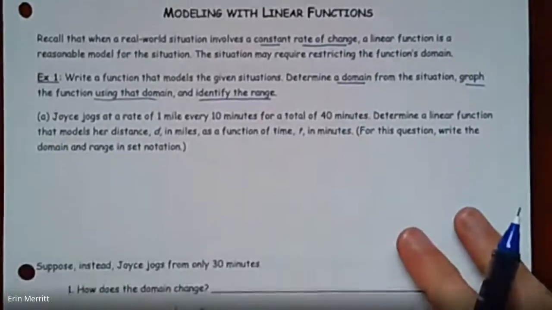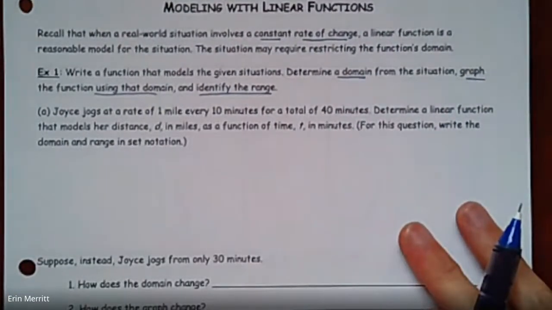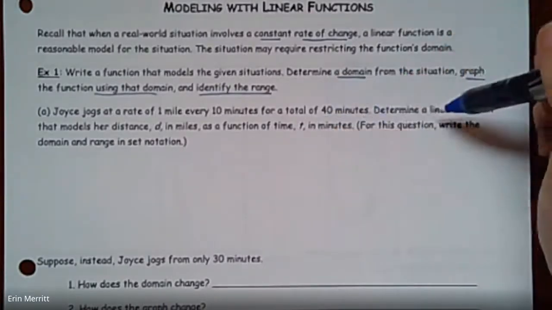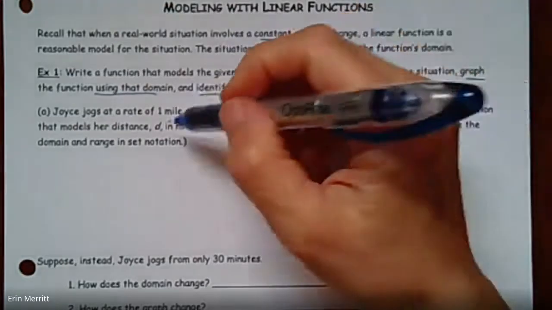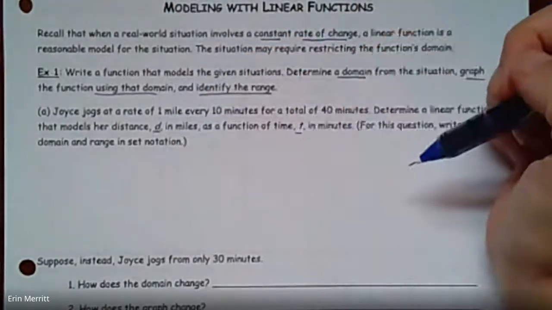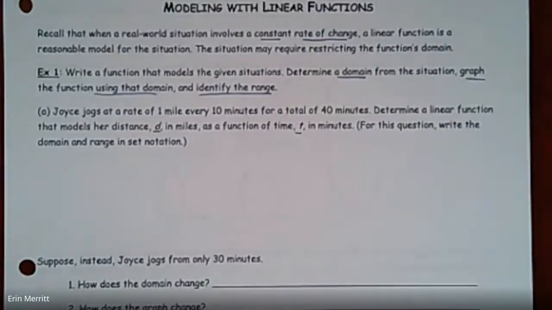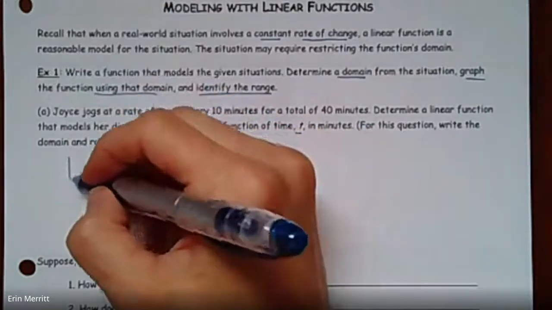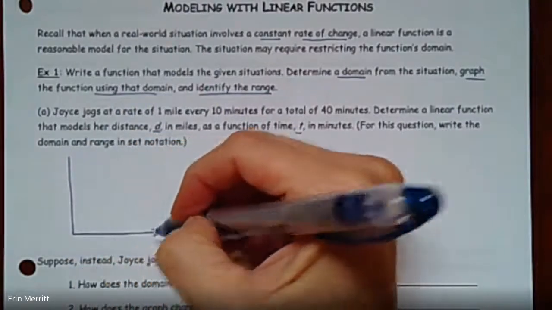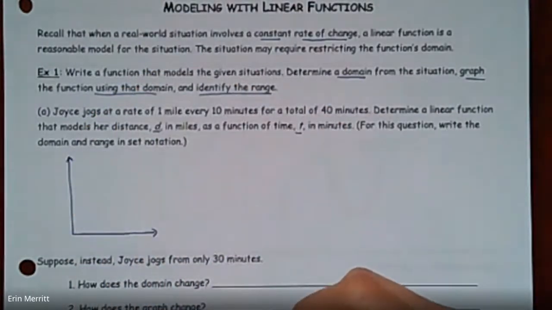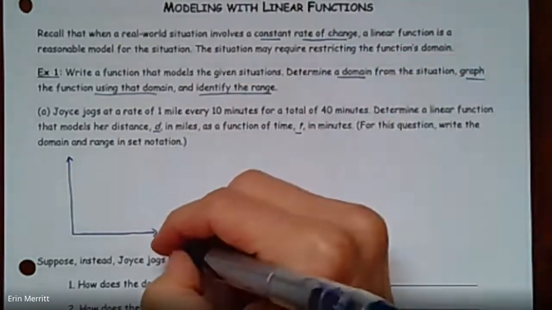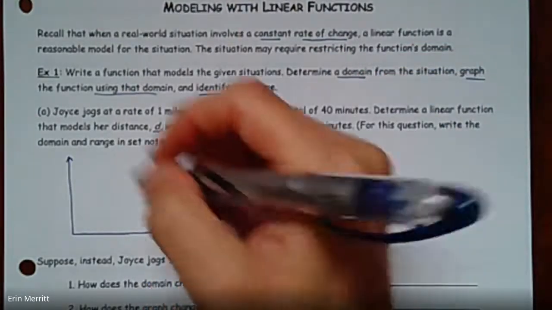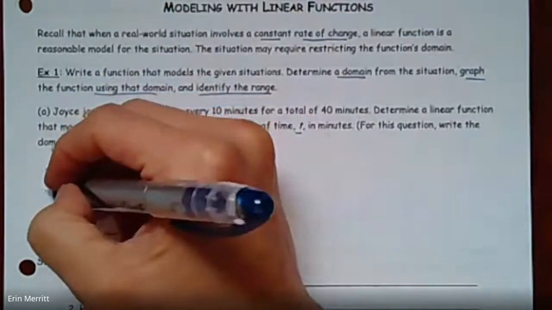So this first one says that Joyce jogs at a rate of 1 mile every 10 minutes. So Joyce would be my girl, it's about my pace, for a total of 40 minutes. Determine a linear function that models her distance in miles as a function of time in minutes. Right? So I know often I will tell you guys to figure out what are the x, what are the y. So here we're using d and t, but same idea. So since we're going to sketch it, I want you to think about which is the x, which is the y. So the time, almost always, that's your independent variable or your x value. And then your y value in this case is the distance.